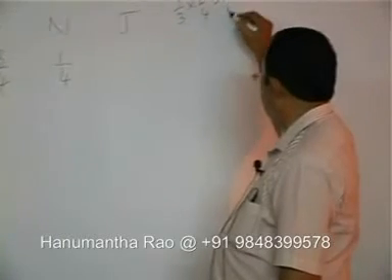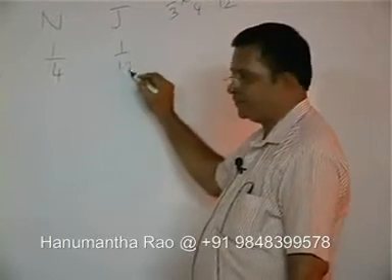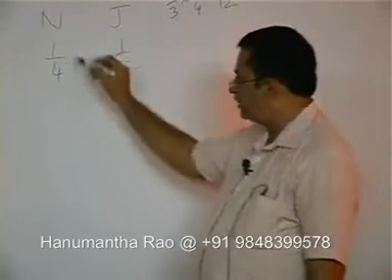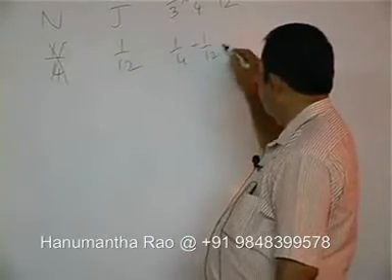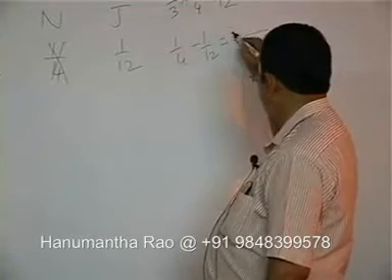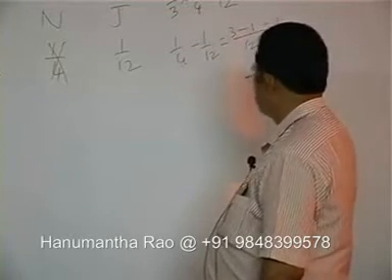Naresh in turn gave 1/3 of what he received. 1/3 of 1/4, that is 1/12, he gave to Jayant. 1/12 he gave to Jayant means Naresh will have 1/4 minus 1/12, which is 1/6.